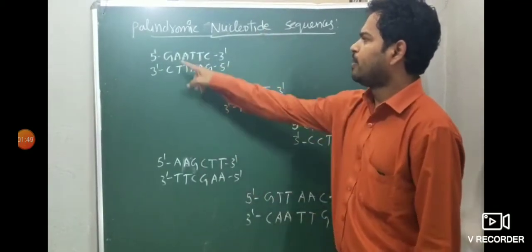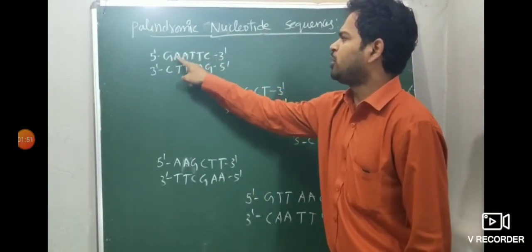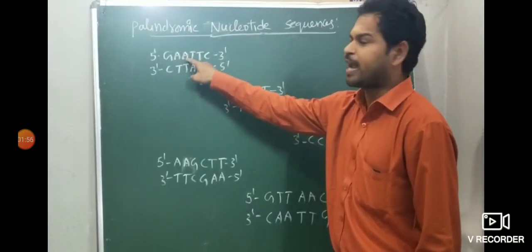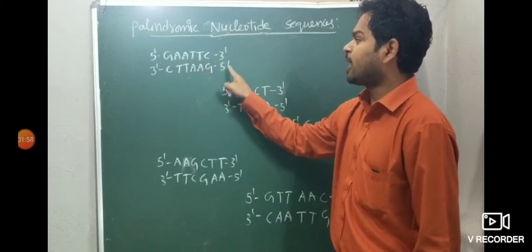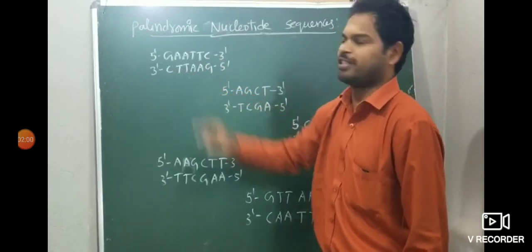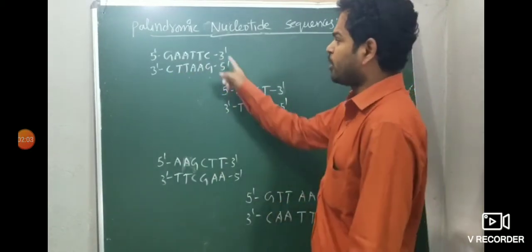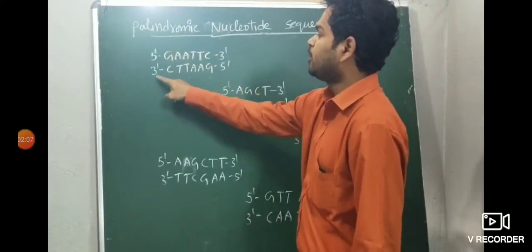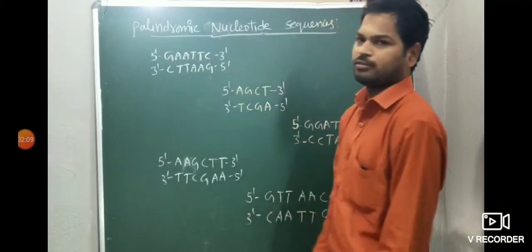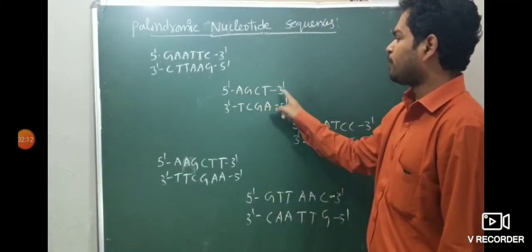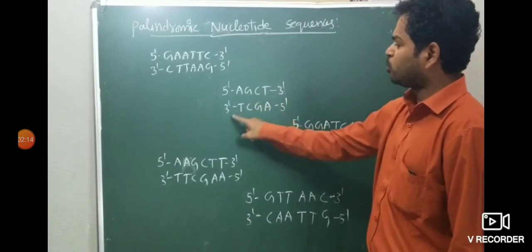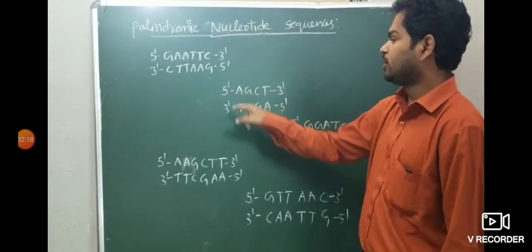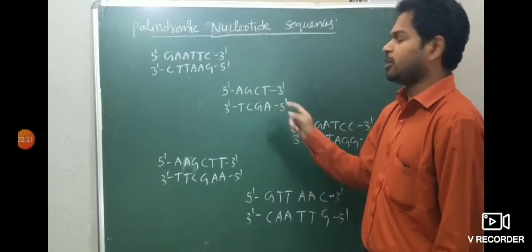For example, 5' to 3', GAATTC. Read 5' to 3'. This is the first strand, GAATTC. Second strand, 5' to 3', GAATTC. Read it forward and backward: 3' to 5', CTTAAG. Second example, 5' to 3', AGCT. 3' to 5', TCGA.